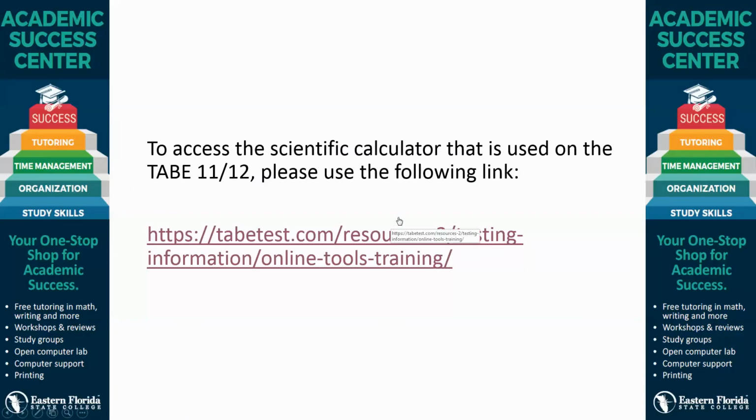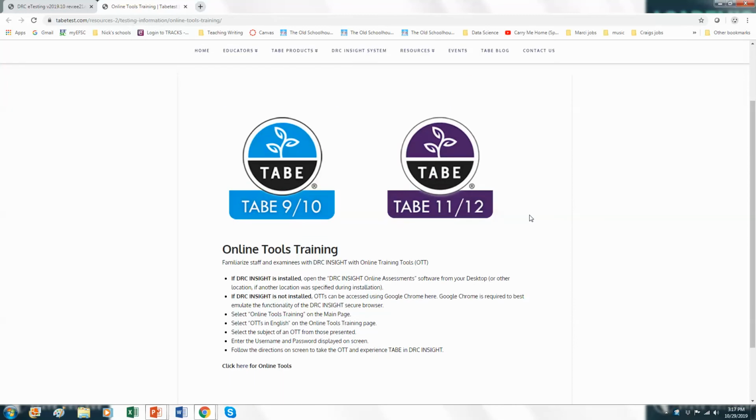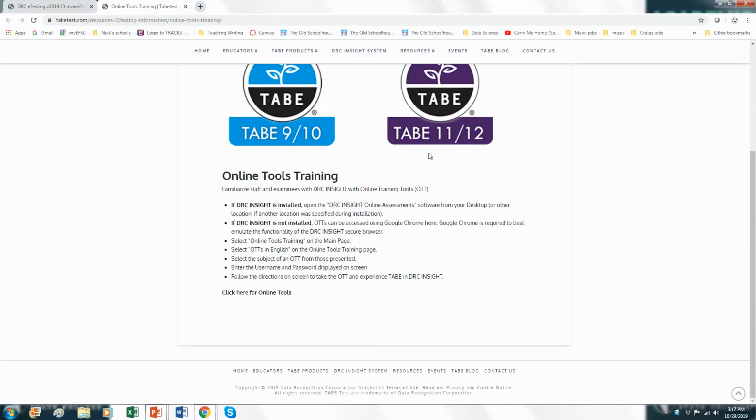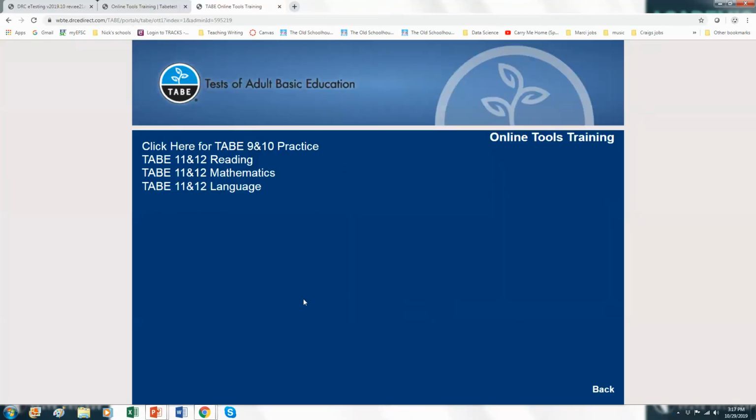To access the scientific calculator used on the TABE 1112, please use the following link. That link is going to bring you to this page. On this page, you're just going to scroll down and click on the button called "here," and click here as well. Once you get to this page, you're going to open up the mathematics tab. You'll notice that there are four levels. For the test, you'll need to know how to do all the questions in all four levels.